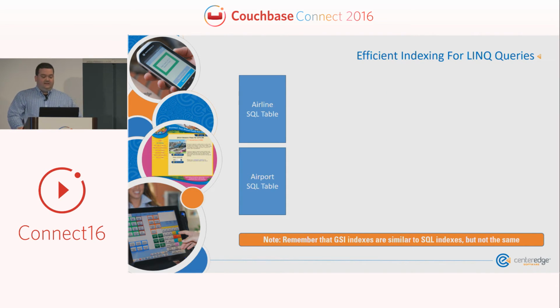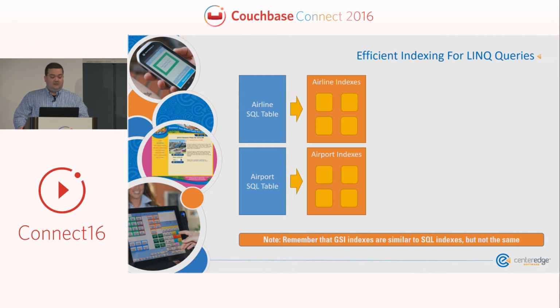So the first thing I want to talk about is how SQL indexes. This is what we're all used to. I've got two tables here. I've got an airline SQL table and I've got an airport SQL table. And those tables have indexes. And as I mutate those tables, it has to keep those indexes up to date. So anytime I write into airline, it only has to update the indexes of the airline table. And the same for the airport table. This is different than how Couchbase works.